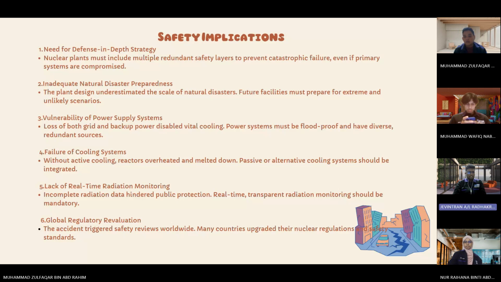Fifth, lack of real-time radiation monitoring. Incomplete radiation data hindered public protection. Real-time, transparent radiation monitoring should be mandatory.